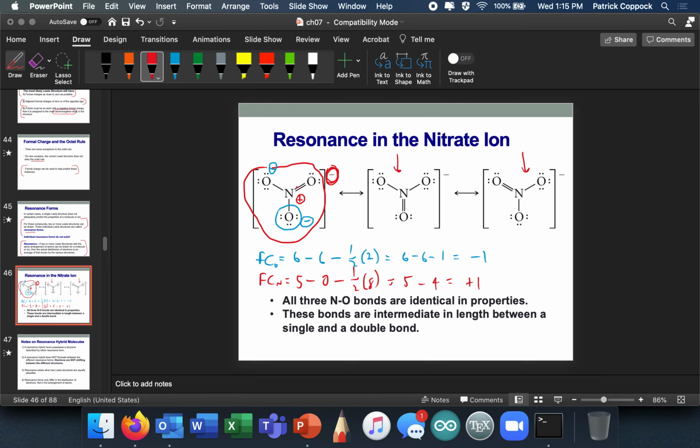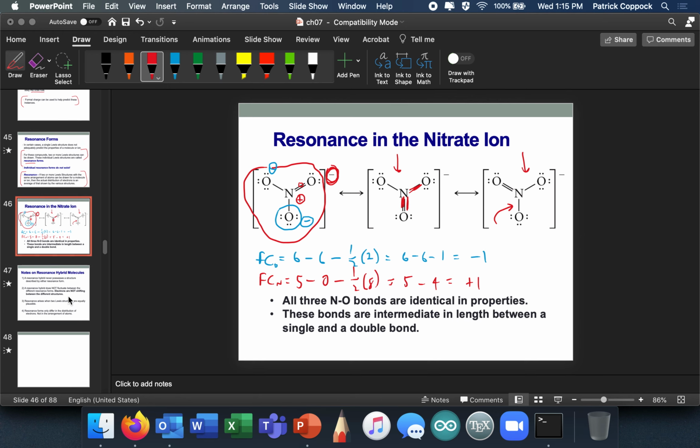What that means is that these electrons here are equally shared between all of them. Importantly, all three NO bonds are identical in their properties. If we were to measure this with spectroscopy, we would find we don't have two different kinds of bonds. We don't have single NO bonds and double NO bonds. We actually have all three of them identical. And funny enough, the bond length is in between the length of a single bond and a double bond. In other words, this bond here is really in between a single bond and a double bond. It looks like it's single, but that's just a formality. It's just how we draw it.